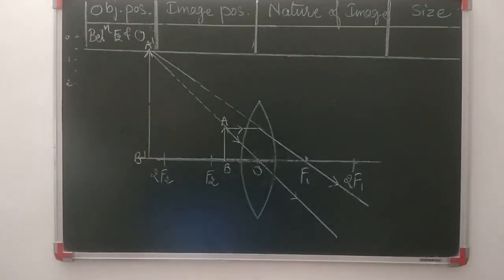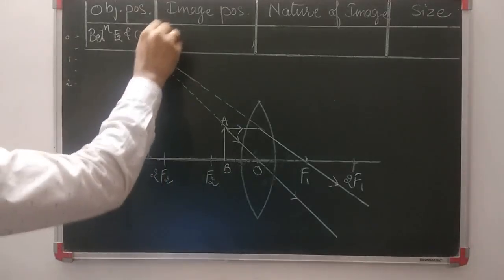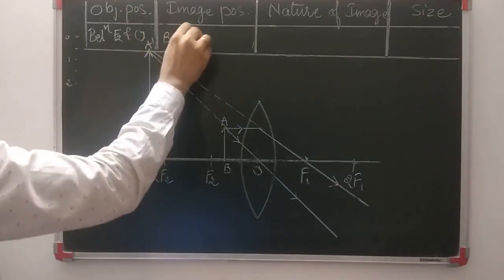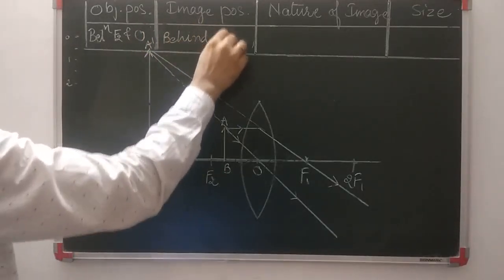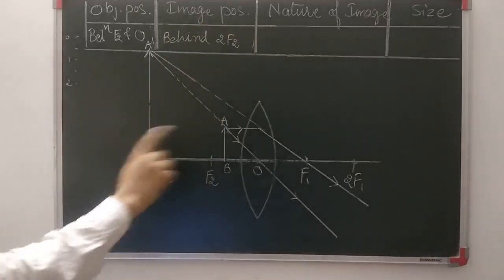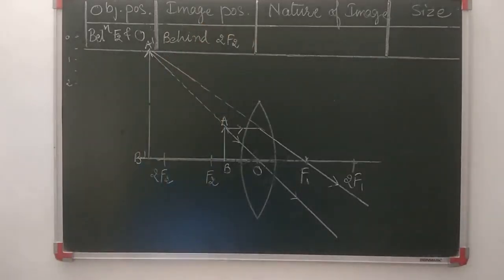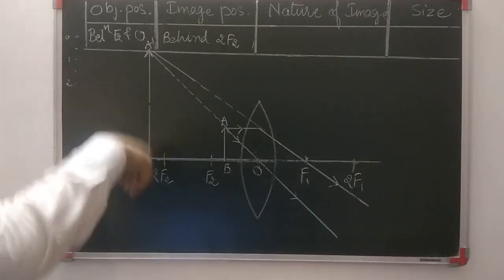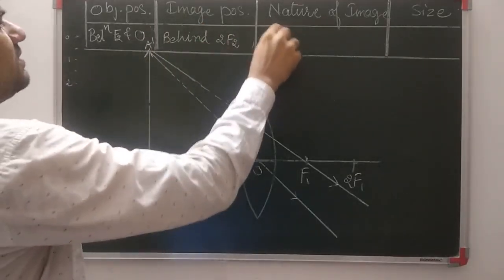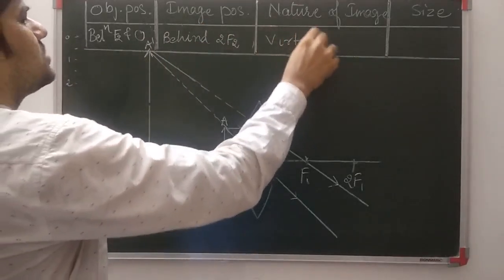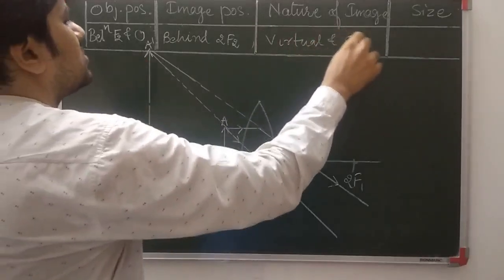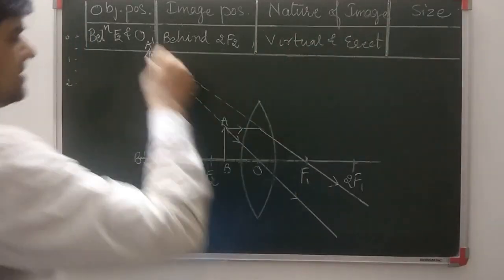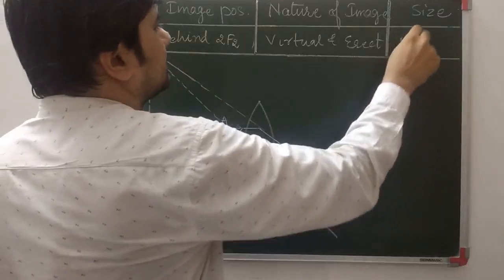So this is one of the most important parts. For the image formed, you can write behind 2f2, or you can also write on the same side of the object. You can write it that way also. You can see the nature. It is virtual, correct. It's virtual, and virtual is always erect. And look at the size. It is magnified.